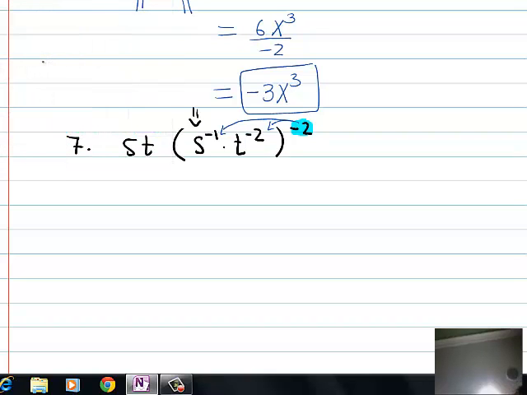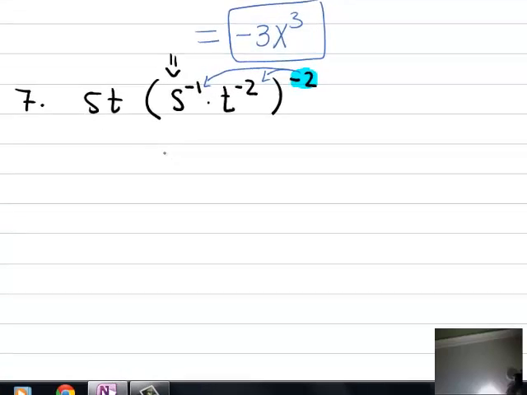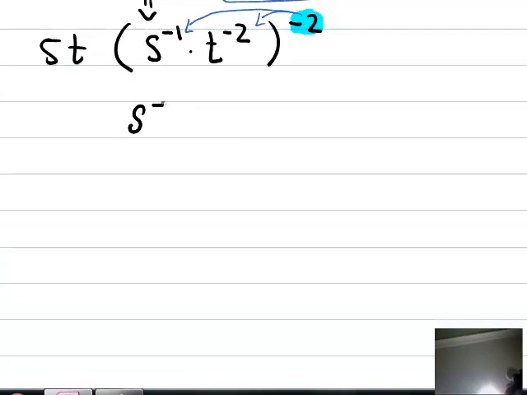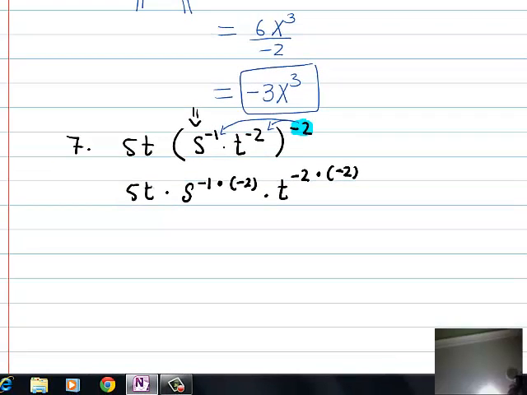So here's what I get. I first get s to the negative 1 times negative 2, times t to the negative 2 times that new negative 2, like that. And then this 5t stays out here. That's a 5t. If we combine those s's, they become s to the second, and this becomes t to the fourth, and then there's another t, and there's a 5 here.